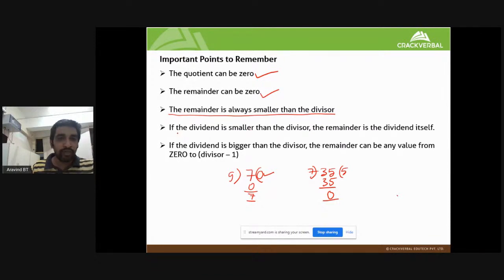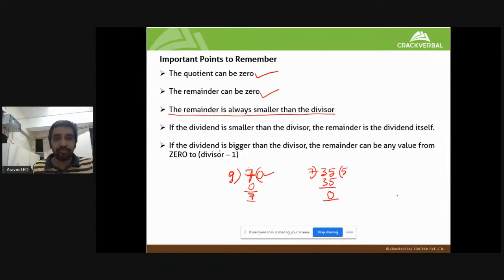Also remember, if the dividend is smaller than the divisor, like for example here, we took the dividend as 7, we took the divisor as 9, we understand that the dividend is smaller than 9, so the remainder turned out to be the dividend itself. The remainder came out to be 7. Why? Because the quotient was 0. So if the dividend is smaller than the divisor, the remainder will be the dividend itself.